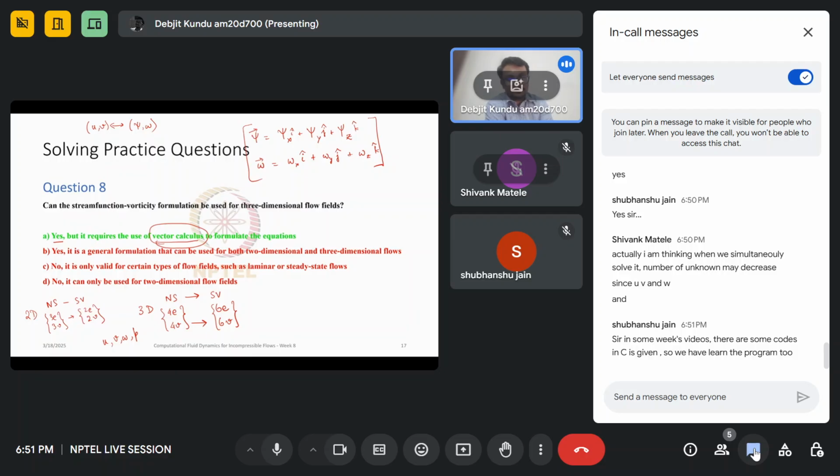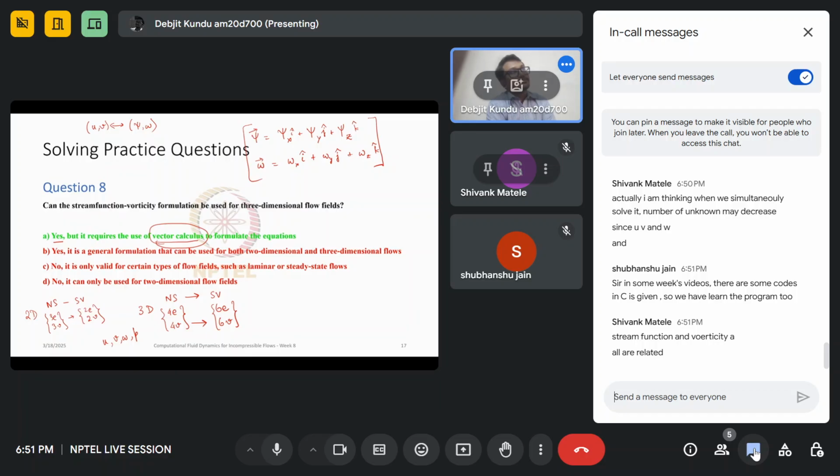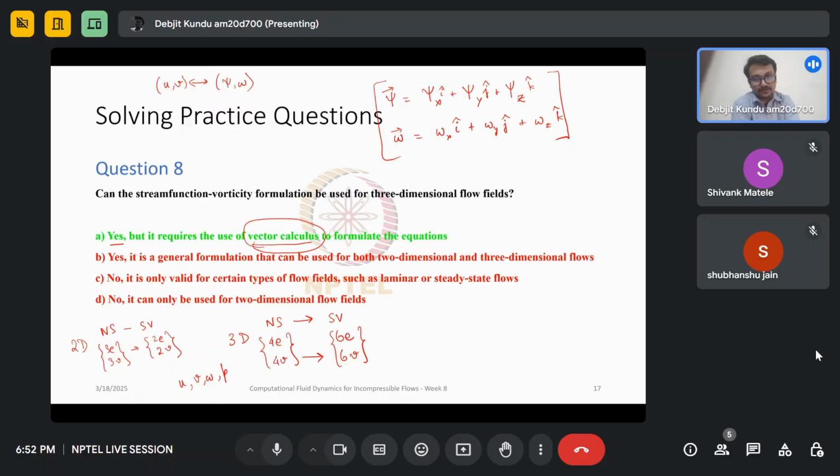In some weeks' videos, there are some codes in C given, so do we have to learn the programming too? Not really. You can learn any program and try to implement these. You don't need to learn C programming as such, but make sure that you understand the algorithm that is going on there, like omega ij, where you're looping from i equal to 2 to n minus 1, those things. Stream function and vorticity are all related, but most of it is unknown. You have to solve for it. That's the main catch there.